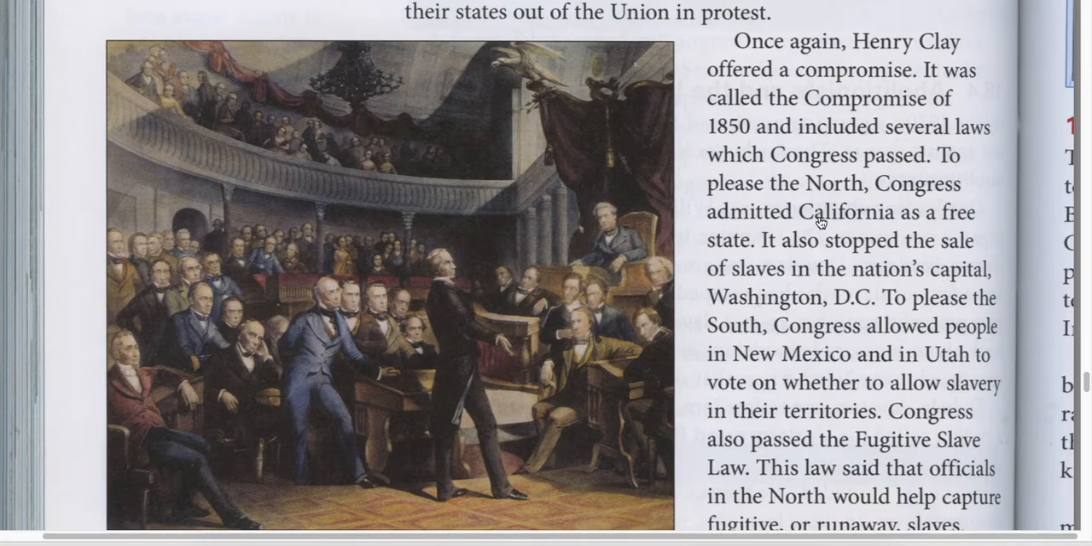So, that's big. California is free. And this is more of a gesture. Washington, D.C. does not allow auctioning of enslaved people, more to show that the nation's beginning to change. The capital is not endorsing the sale of enslaved people.